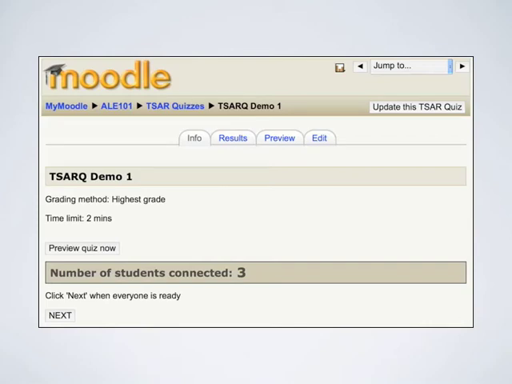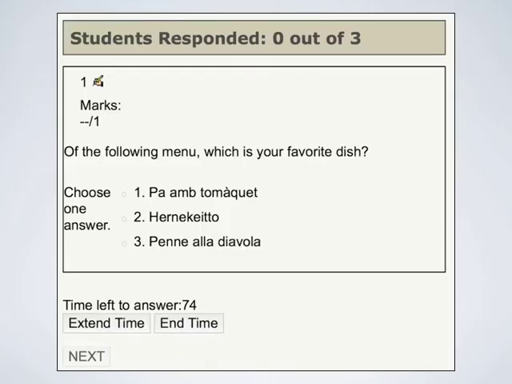Then I press the button Next to get to the next question, and the next question, that is the first question of this particular TSARQ quiz, is the following. Of the following menu, which is your favorite dish? And then there are 3 items. The first one is Catalan, and in English it's a tomato bread. The second one is a Finnish name, hernekeitto, it means pea soup.